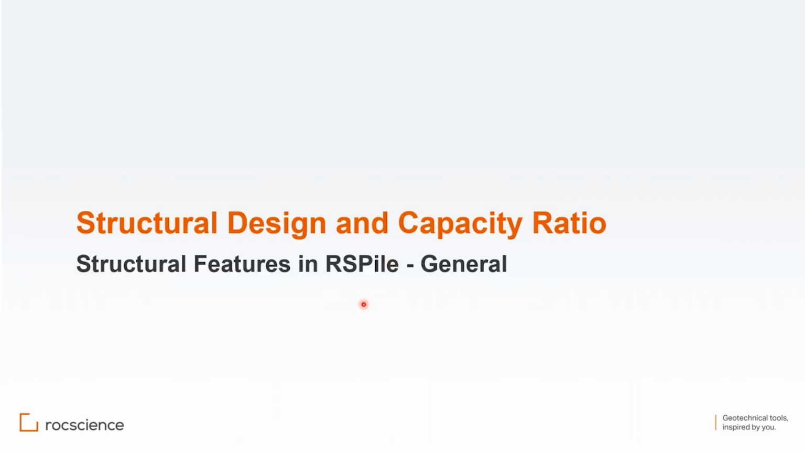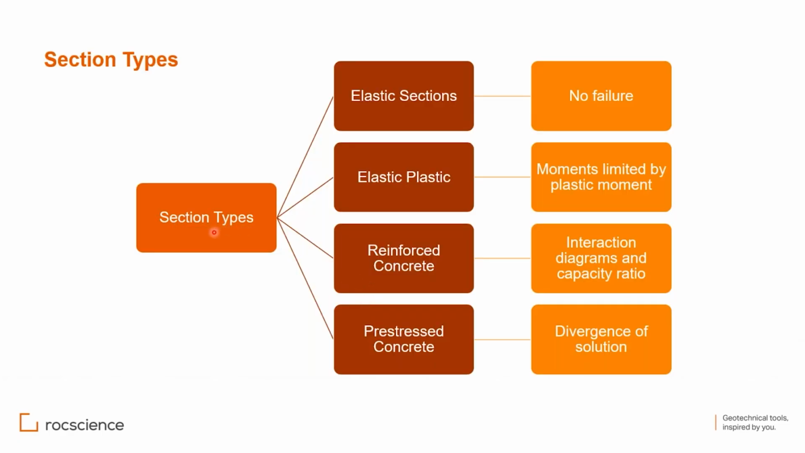Returning back to structural features in RSPile, generally, we have 4 section types in the analysis. These section types are elastic sections, elastic plastic sections, reinforced concrete sections, and pre-stressed sections. So all these are available in RSPile. Of course, in elastic sections, you don't have failure.